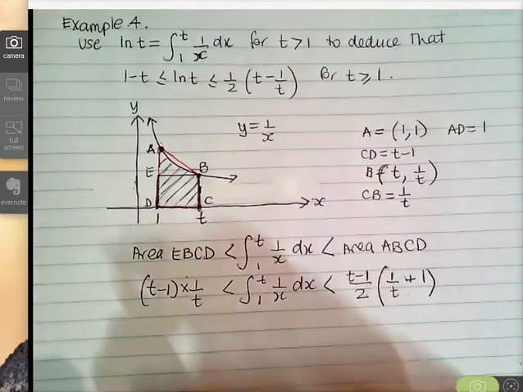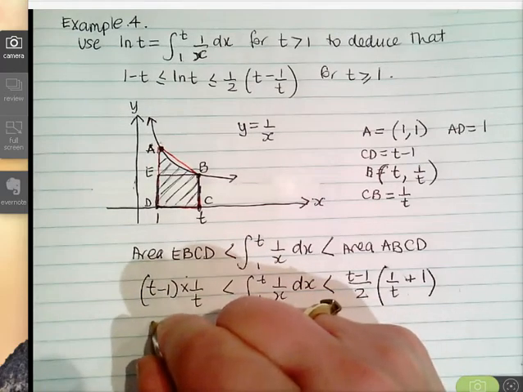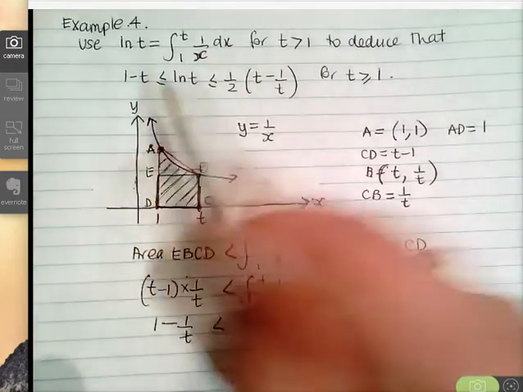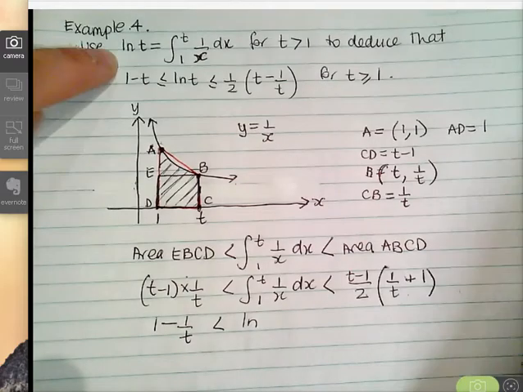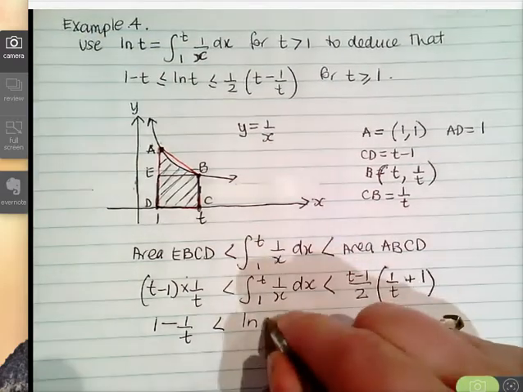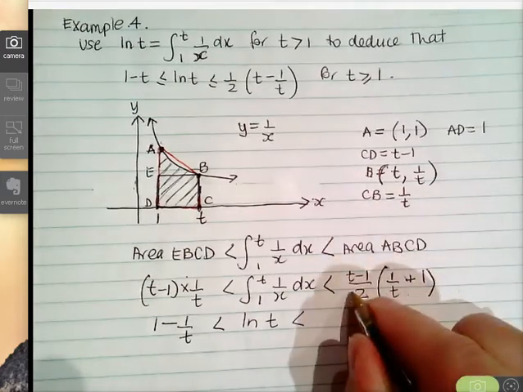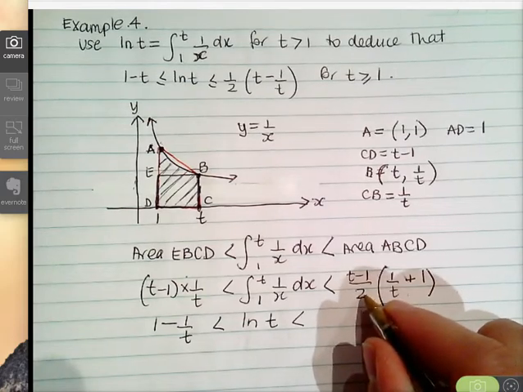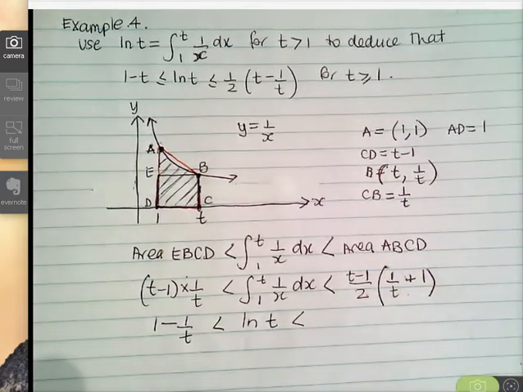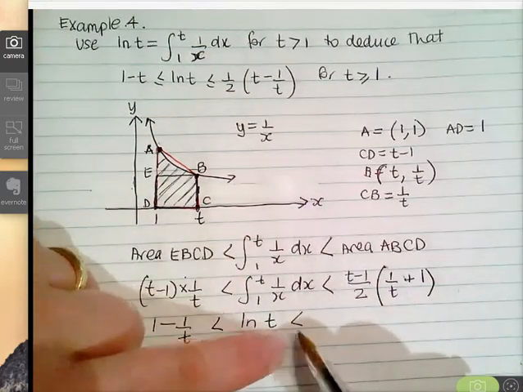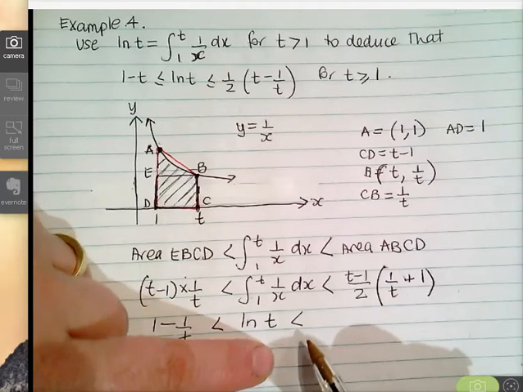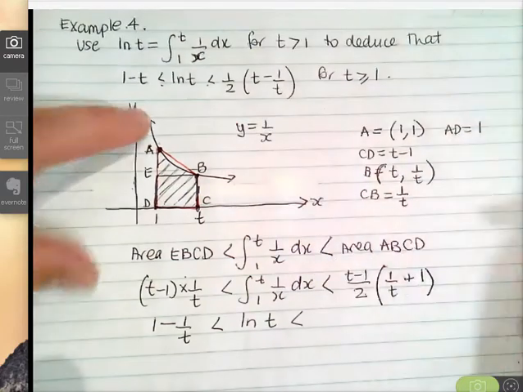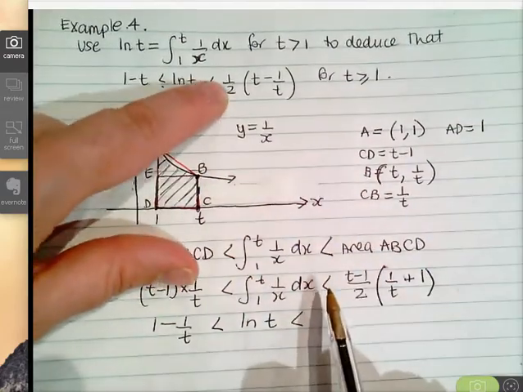Now expanding this, 1 on t times t is 1, minus 1 on t, is less than ln t. We're told that ln t is the integral from t to 1 of 1 on x dx. Which is less than, just simplifying it a bit, we're trying to show that it's less than half t minus 1 on t. Sorry, these aren't less than or equal to's, they're just less thans, sorry about that.